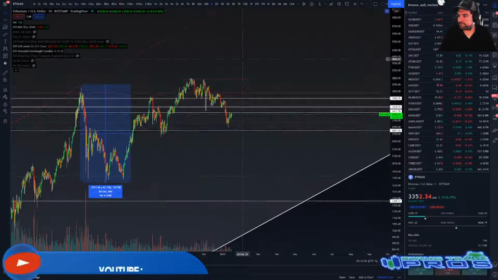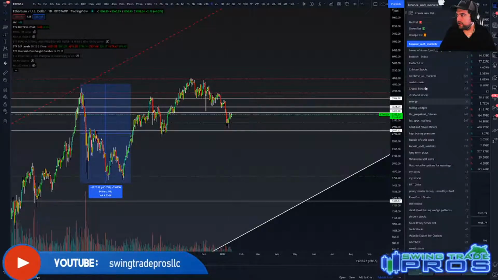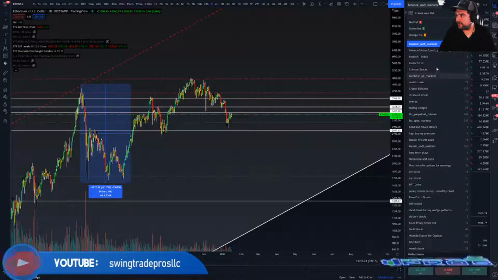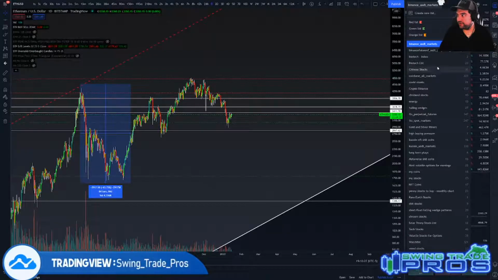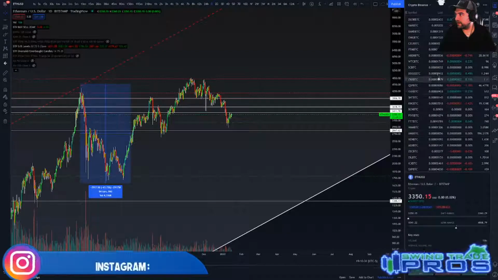That's what we're looking at right now here on Ethereum. And we're going to look at the ETH BTC chart because that gives us some inclination as to whether Ethereum is going to outperform Bitcoin here in the short term.